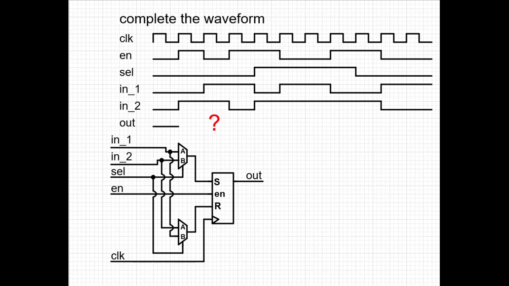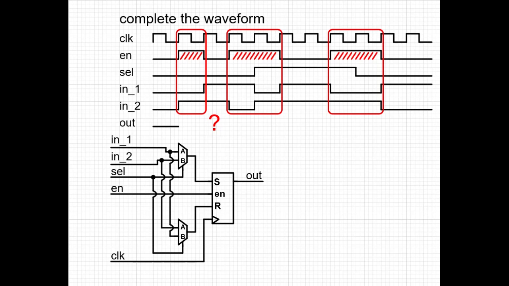We add muxes to the mix in the next exercise. Again, we look only at those clock periods when the enable is asserted. For the first enable time, the low mux select means that the A mux inputs get passed along to the latch. And since the latch set input is low and the reset input is high, the output remains low.